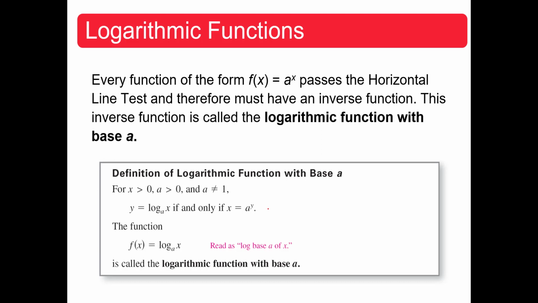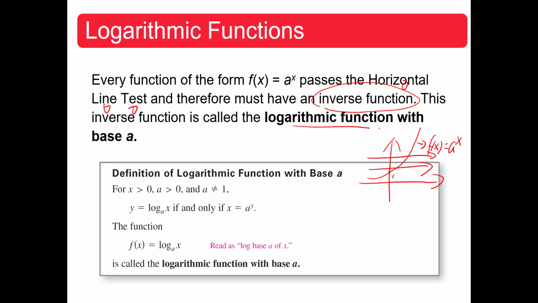Every function of the form f of x equal a to the x passes the horizontal line test and therefore must have an inverse function. So we look at a to the x. Something like that. This is f of x equal to a to the x. This horizontal line test indicates it's a one-to-one relationship. So once you pass the horizontal line test, then it has an inverse function. The inverse function is what we call a logarithmic function with base a. So it's the same base. Base should be the same.